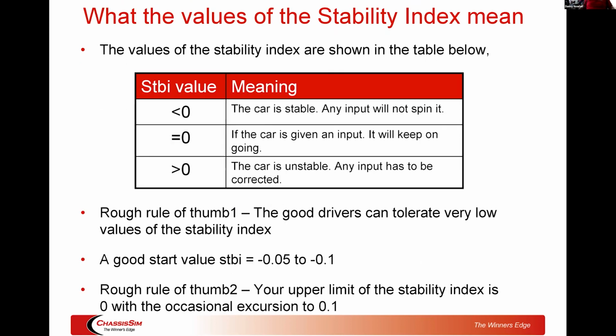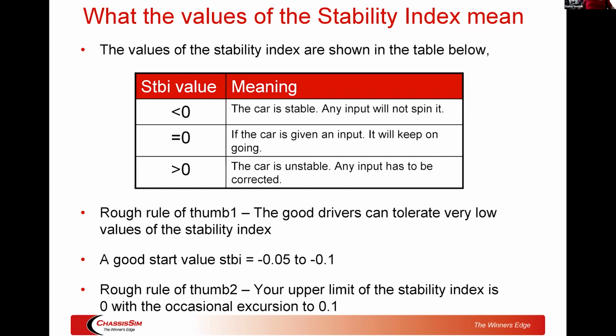Okay, so what do all these values mean? Less than 0, the car is stable. If you give it an input, it ain't going to swap ends on you. If it's equal to 0, if you give it an input, it's just going to keep on going. If it's greater than 0, this is when you give it an input and it's swapping ends. This is typically where the driver soils their racing overalls, comes back into pit lane, and starts referring to you in rather negative terms.